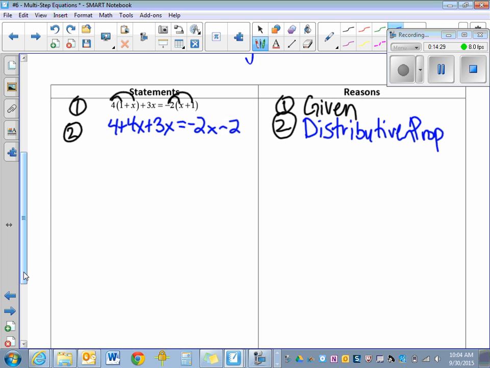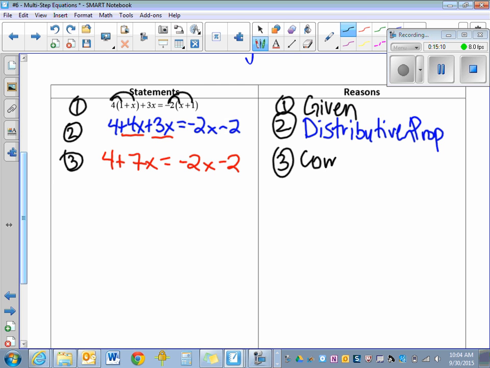After we distribute, we want to combine like terms on each side of the equation. So looking at just the left side, what can I combine together on just the left side? Q1, I'm so glad you raised your hand. What can we combine together on the left side of my equation over here? The 4x. Very good. We can combine our 4x and our 3x together. So we have then 4 plus 7x equals, and we can't combine anything over here, so negative 2x minus 2. So my third step, what did we do? We combine like terms.